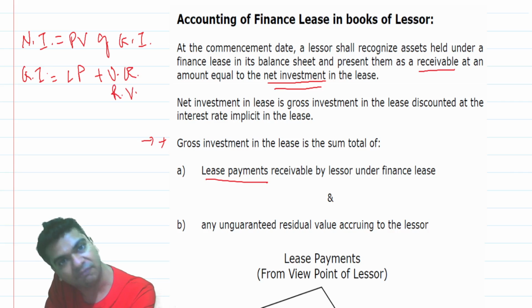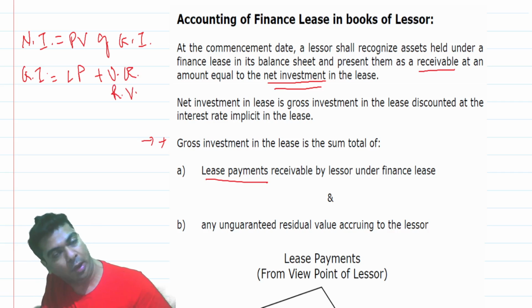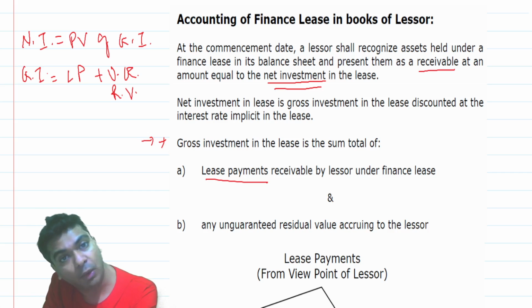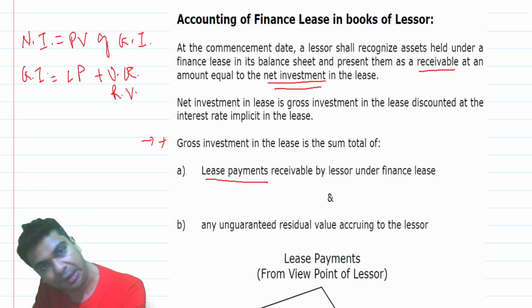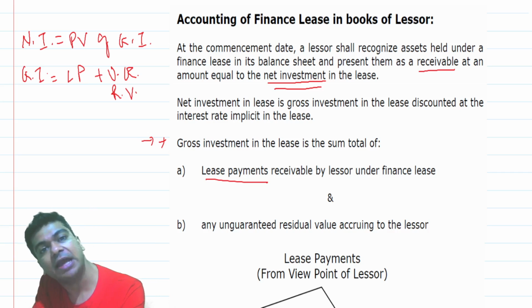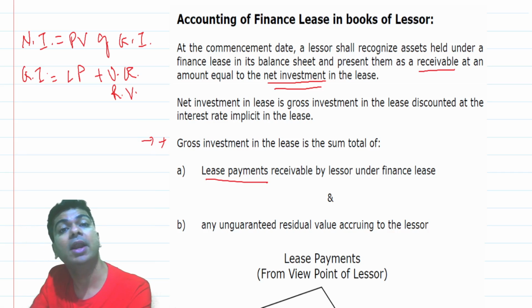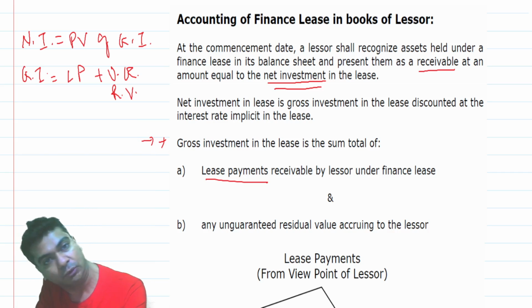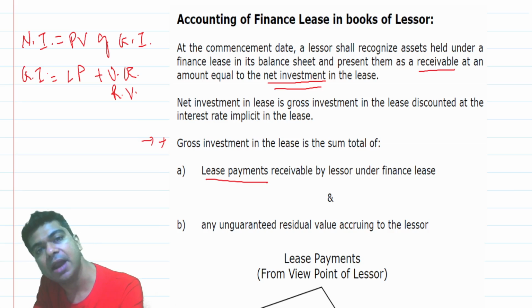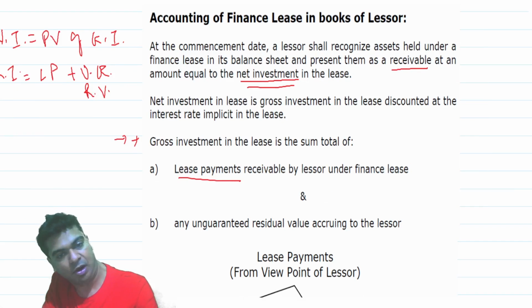unguaranteed residual value. Residual value is basically getting segregated into two: guaranteed residual value and unguaranteed residual value. Guaranteed residual value is that portion of the residual value which is guaranteed by the lessee or maybe an agent of the lessee. Any residual value over and above the guaranteed residual value will be understood as unguaranteed residual value. Something in this way. Think for a moment.